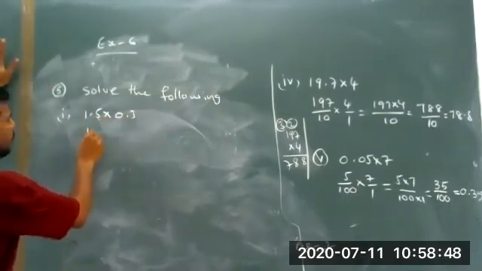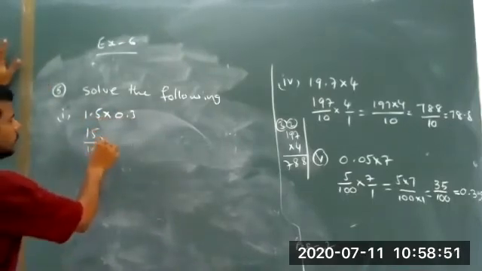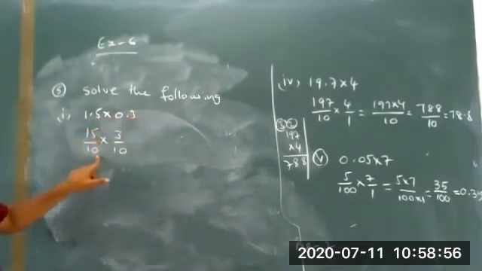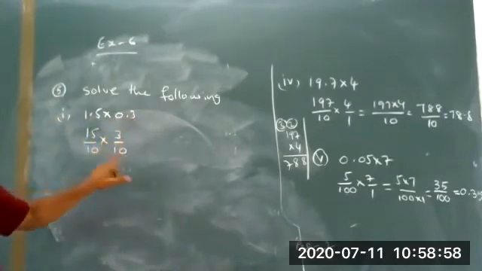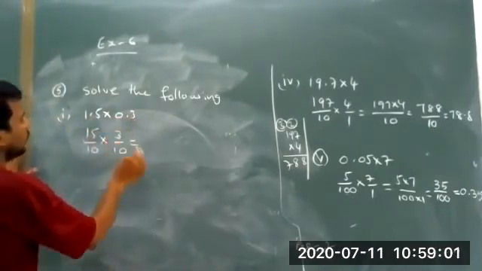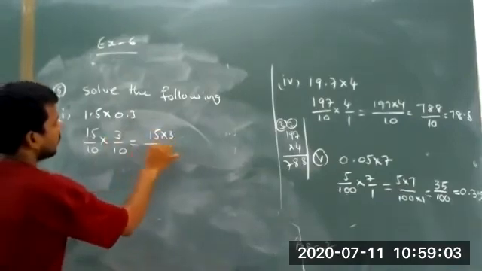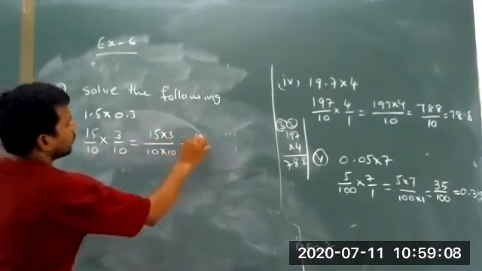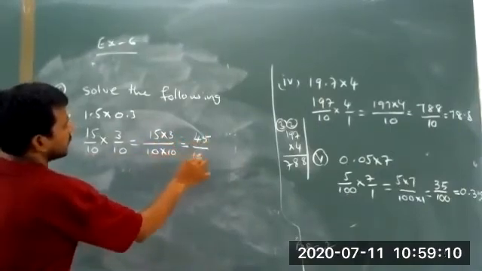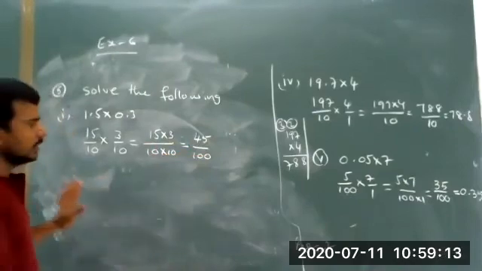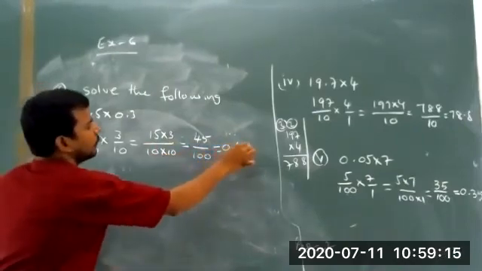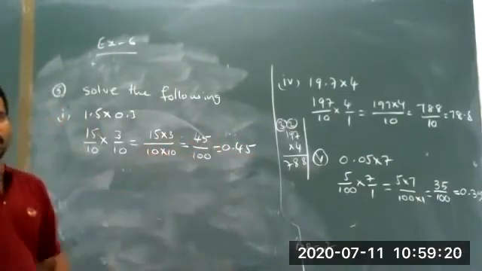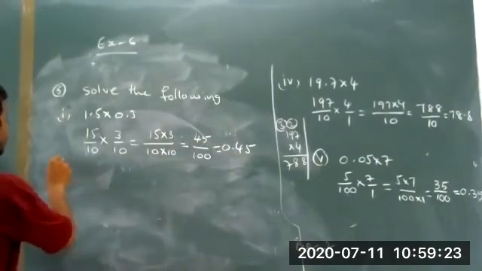So 1.5 you write as 15 by 10, into 0.3, 3 by 10, equals numerator into numerator, 15 into 3, by 10 into 10. 15 3s are 45, by 10 10s are 100. So this value is 0.45. Why did we get 100 here? That's why this is 0.45. Next, second problem.